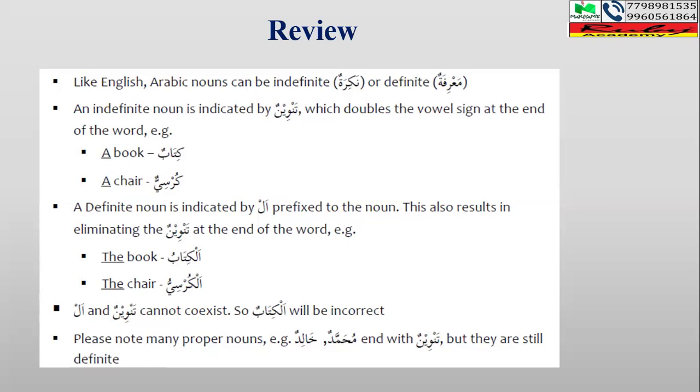What is the sign of a definite noun? When the noun begins with al, that means al is a prefix to the noun. Prefix means extra letters added at the beginning. That we say definite. So when you add al at the beginning, at the end you need to drop tanween and add 1 dhamma. So kitabun becomes al-kitabu, the book. Kursiyun becomes al-kursiyu, the chair.